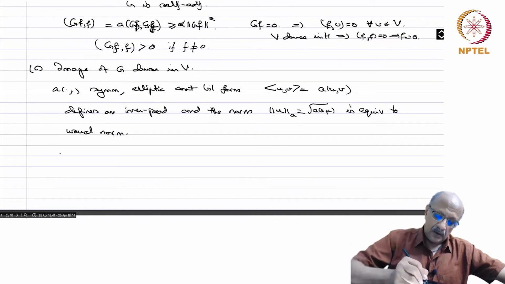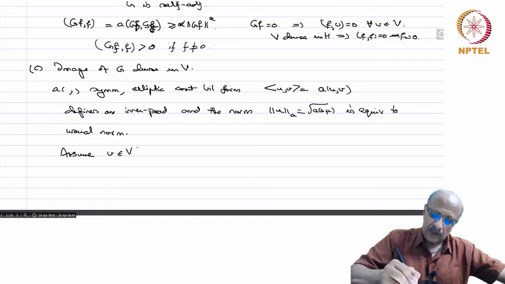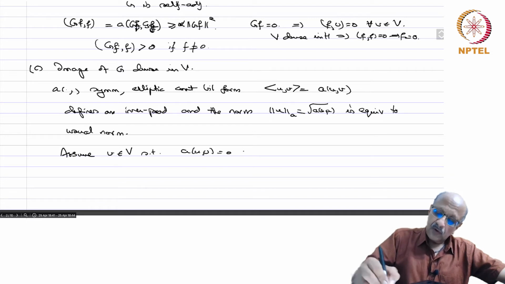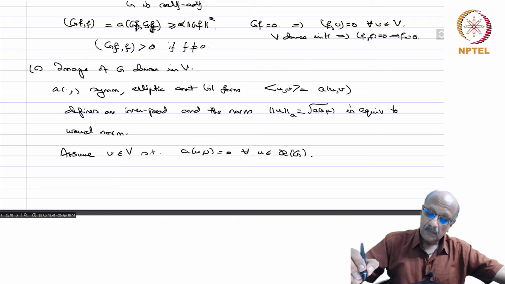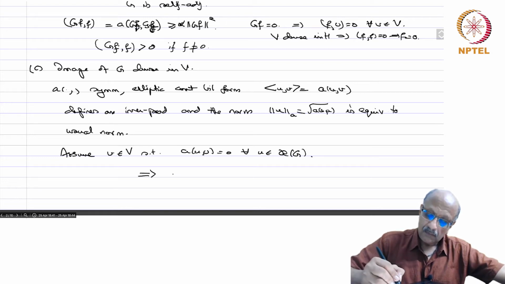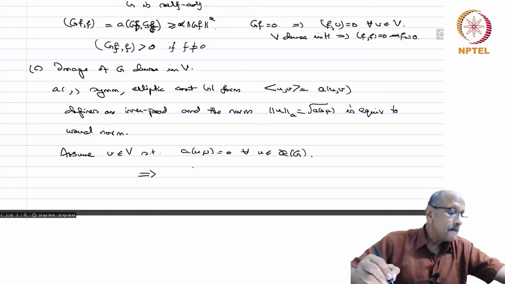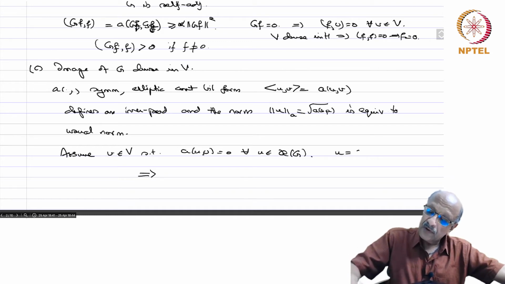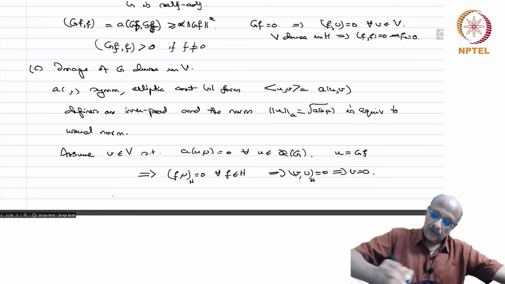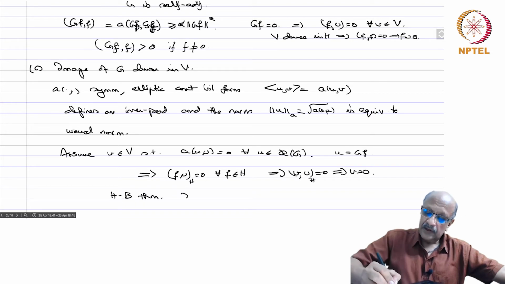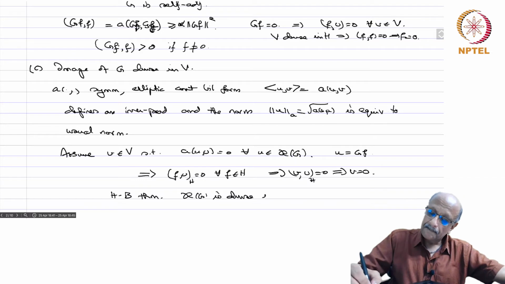So assume V in V such that A(U,V) equal to 0 for all U in the range of G. But U equals G of F, so that means (F,V) equal to 0 for all F in H, but V is contained in H, and therefore this means V equal to 0. Okay. So therefore by the Hahn-Banach theorem, range of G is dense in V. Okay.